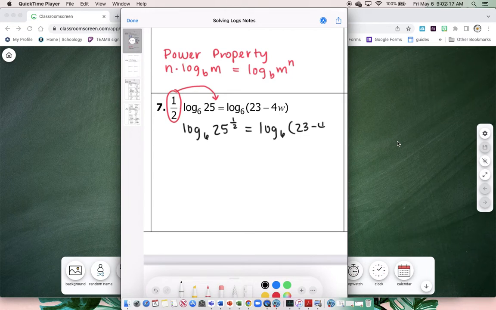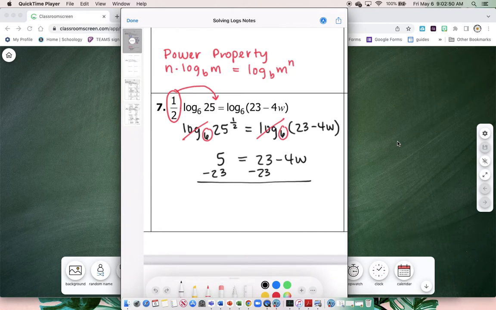And on the other side, we're good, right? Okay, are my bases the same now? Yes. So I could drop these logs, right? Because the logs are by themselves now. There's no numbers in front of the logs anymore because we brought it up as a power. Okay, bases are the same. Let's drop the logs. 25 to the 1/2 power is 5. Set that equal to the other side, which I have 23 minus 4w, and let's solve for w, right? So let's subtract 23 first.